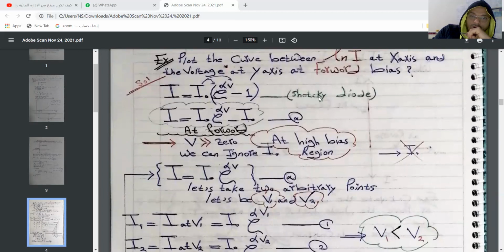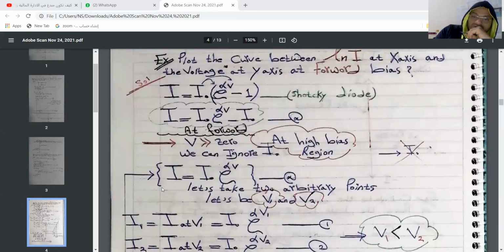Let's work on forward bias. That's mean V positively amount and very big, bigger than 0 at high bias region. That's mean we will have exponential V, and this amount will be very big amount. That's mean we can ignore minus saturation current to be like that.